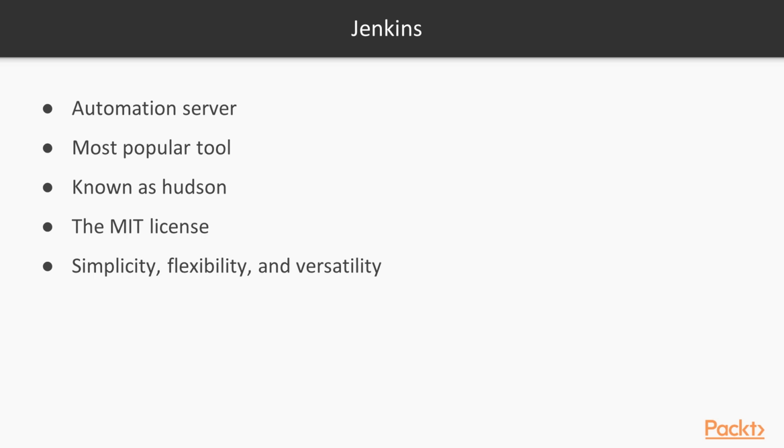Formerly known as Hudson, it was renamed after Oracle bought Hudson and decided to develop it as the proprietary software. Jenkins remained under MIT license and is highly valued for its simplicity, flexibility, and versatility. Jenkins outstands other continuous integration tools and is the most widely used software of its kind. That is all possible because of its features and capabilities.